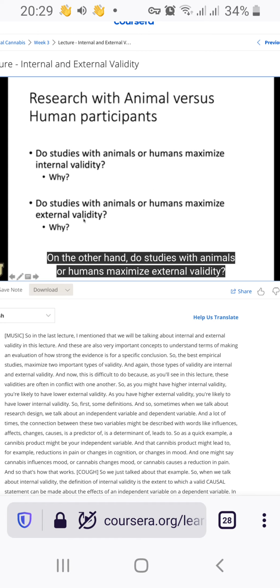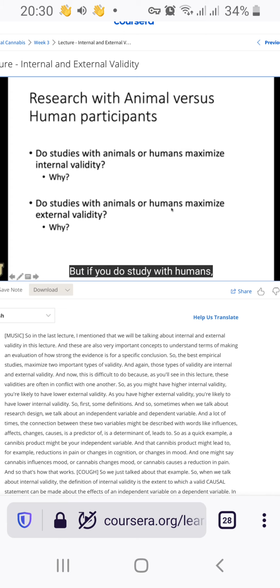On the other hand, do studies with animals or humans maximize external validity? Well, obviously, going from mice to humans is very hard to do. It's hard to generalize from mice to humans. But if you do your study with humans, it's much easier to generalize from humans to humans. So in the human studies, external validity is much better than animal studies, but internal validity is better in animal studies versus human studies.